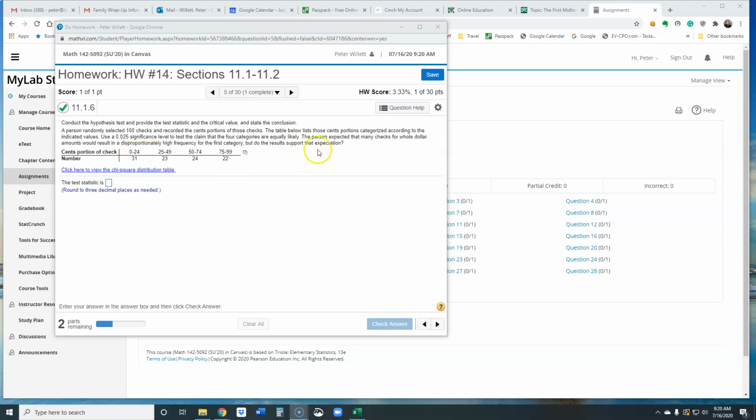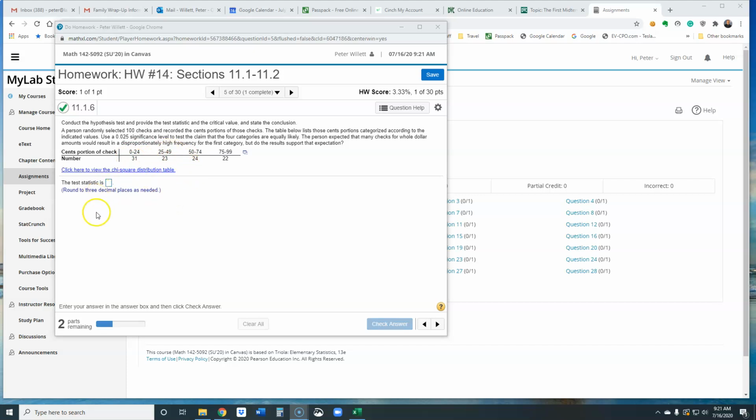But do the results support that expectation? So we do see 0 to 24 is the highest value. There were 31 checks in that range, and the others were in the 20s. But again, that could have happened just randomly. So we want to test the claim or the suspicion that the checks were not randomly distributed between the 4 categories, and that there was a non-random distribution because there were more in the first category.